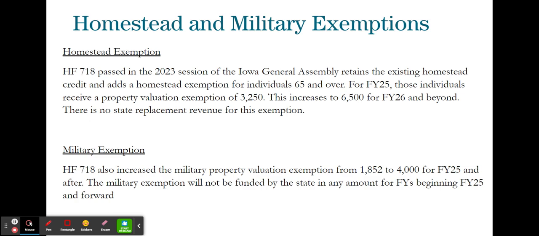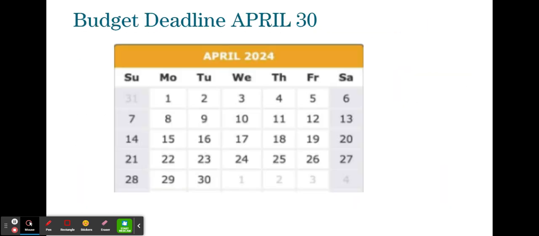Military exemption is an existing program, but House File 718 did increase the exemption from $1,852 to $4,000 beginning with fiscal year 25. The military exemption used to be funded by the state, and it is not funded beginning with fiscal year 25. So again, two things to keep in mind as having impacts on your taxable value.